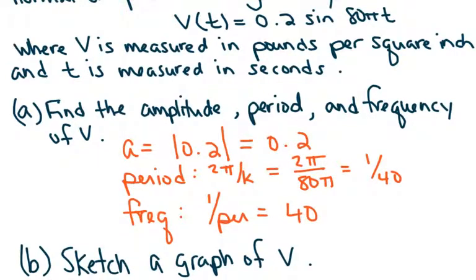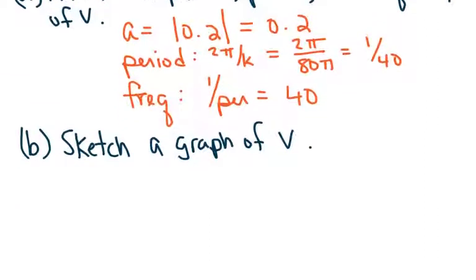Now let's sketch a graph of V. If you look at the problem in the textbook, they sketch many periods of this function, but we like to sketch 1 period of the function. So we're going to draw something very basic. There's no vertical shift, there's no horizontal shift, so we just need to worry about the amplitude and the period.